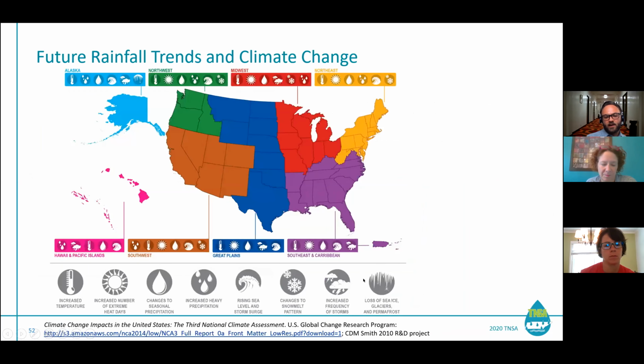Future trends here in the Southeast: increased frequency of storms and changes to seasonal precipitation. With climate change, everyone likes to talk about sea level rise and more frequent storms, but out west it's probably more frequent droughts. Everybody's got a different possibility according to the Third National Climate Assessment here.